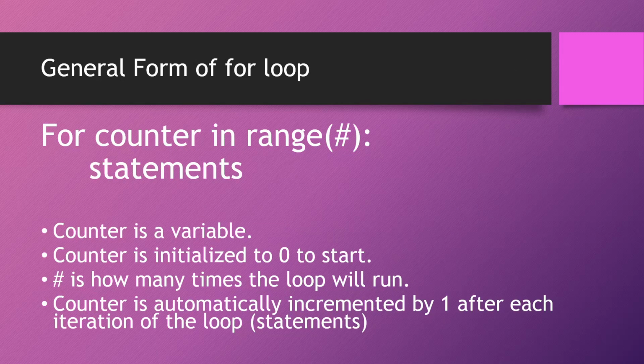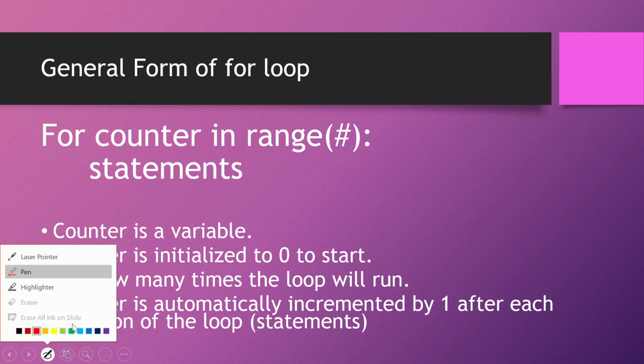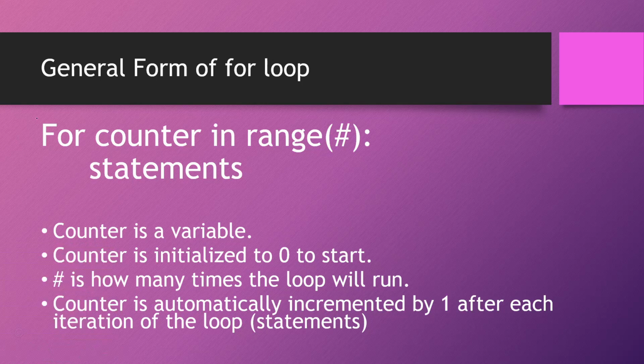The general form of a for loop looks like this. It is for counter in range, and you know what? That f needs to be lowercase. I just saw it there, let's fix that quick. Lowercase f right there, okay. For counter in range, and we have the number, colon, statements.